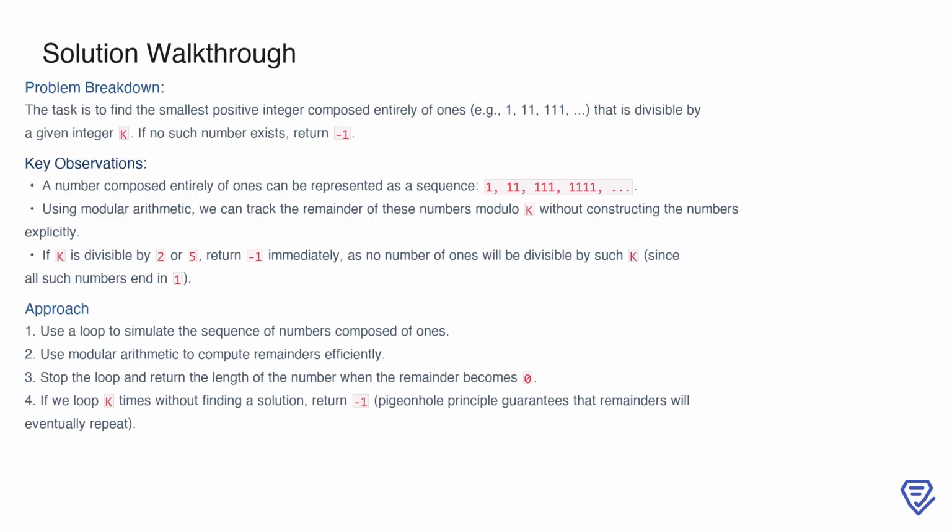Additionally, if k is divisible by 2 or 5, we can immediately return -1, because no number composed of ones will ever be divisible by such k. This is due to the fact that all numbers made entirely of ones end in the digit 1, making them inherently incompatible with these divisors. To implement the solution, we simulate the sequence of numbers using a loop, compute remainders efficiently, and stop once we find a remainder of 0, which indicates divisibility. If we iterate k times without finding a solution, the pigeonhole principle guarantees that remainders will start to repeat, so we can conclude it's impossible to find such a number and return -1.